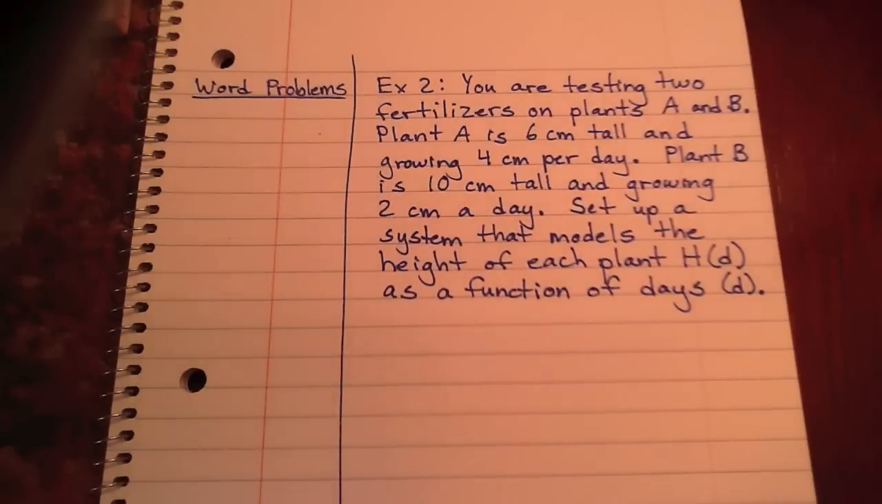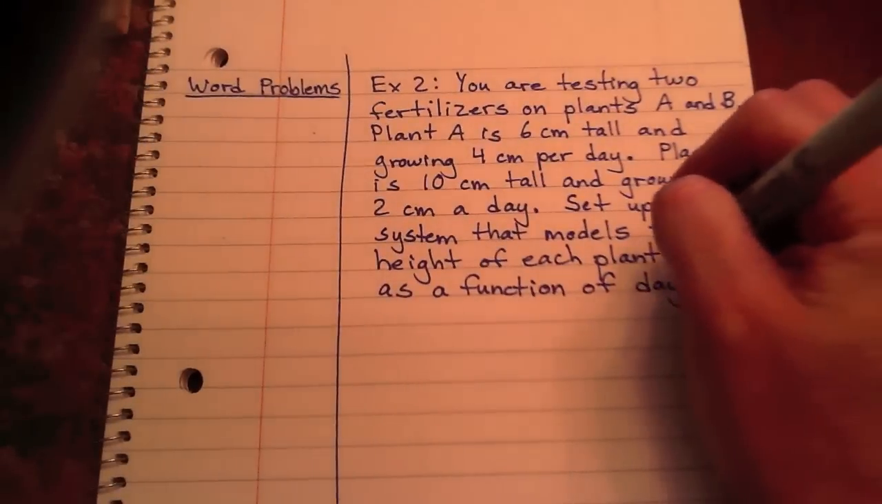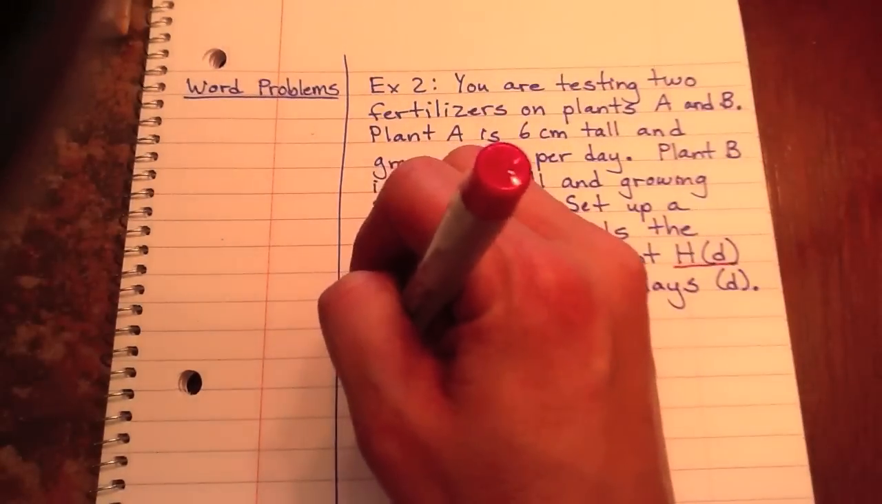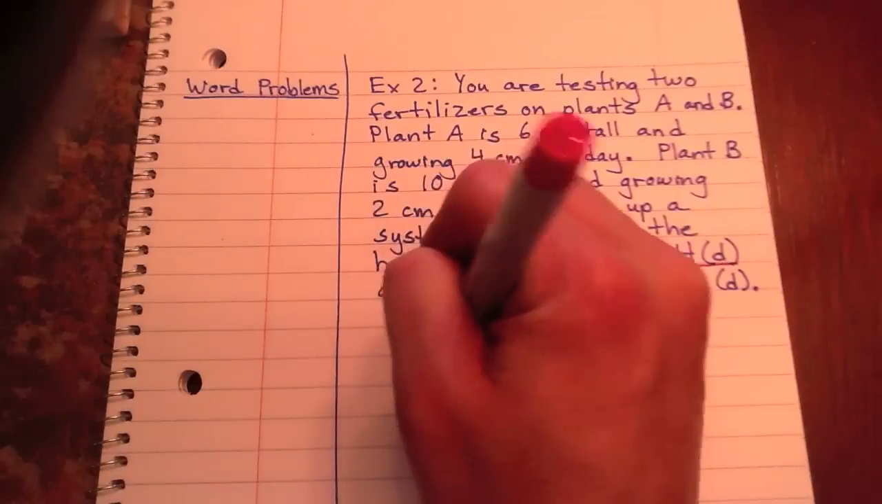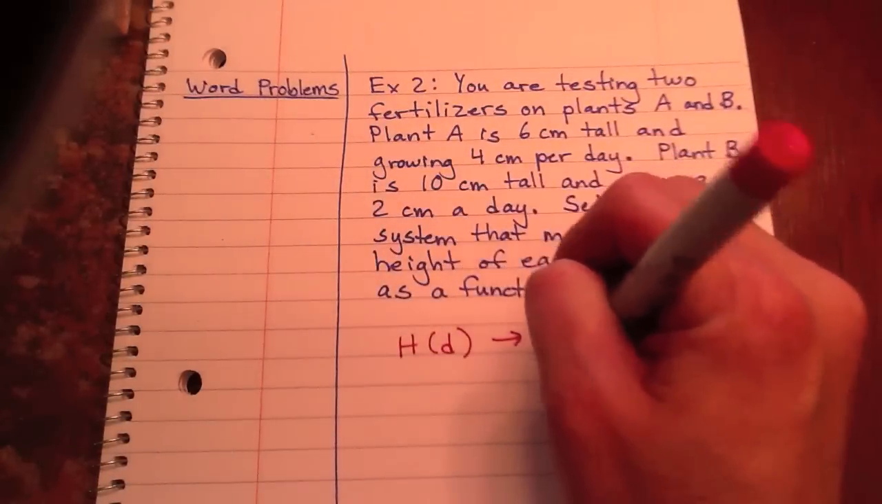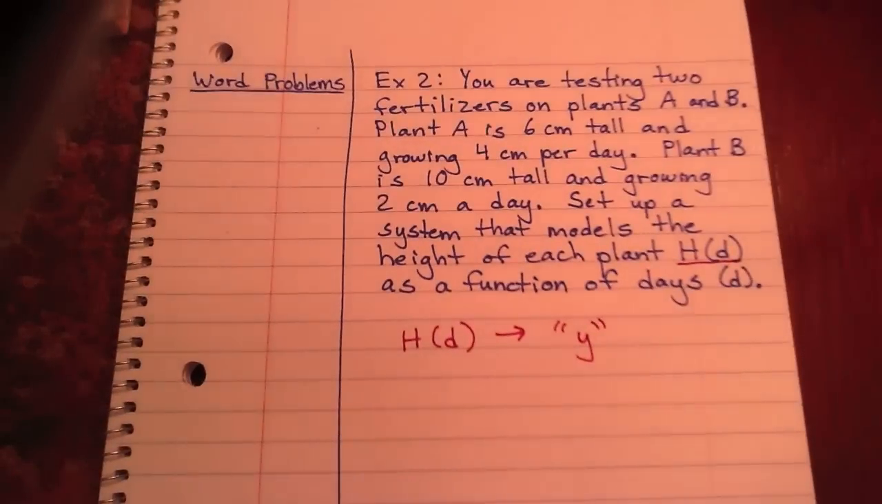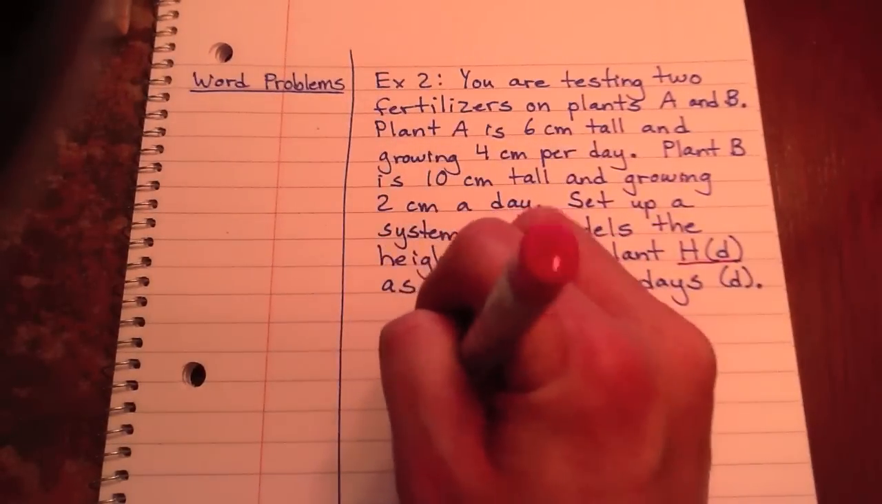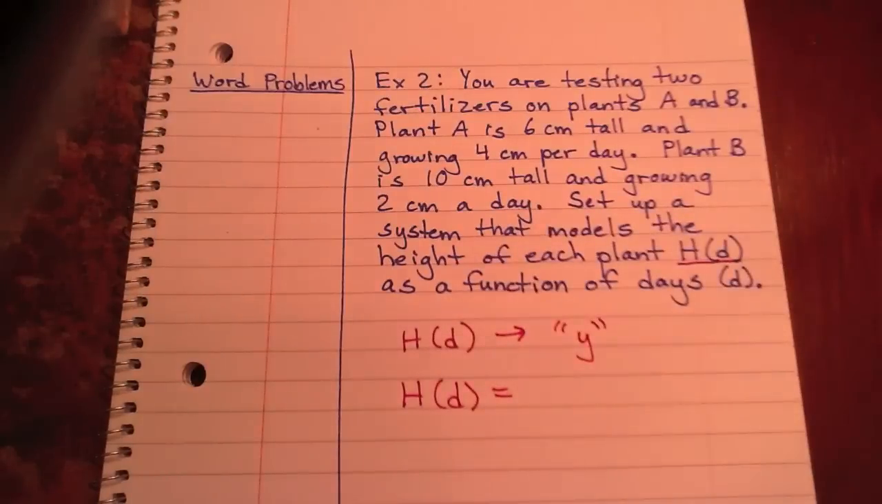So let's go through with pink and look for information about one of them. We know that our function is h of d. So I can start with h of d. And remember, h of d just means y in the end for our equations, if you forgot that from chapter 4. So I'll go ahead and start the first equation. H of d equals something.